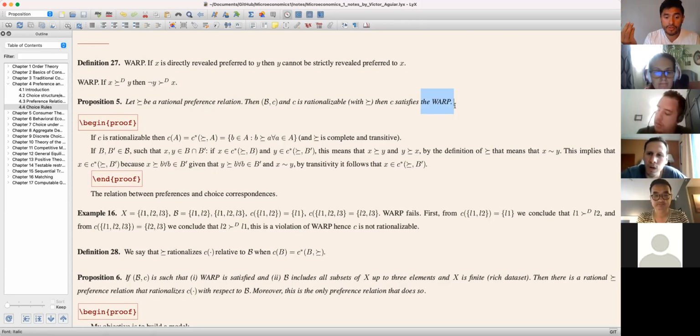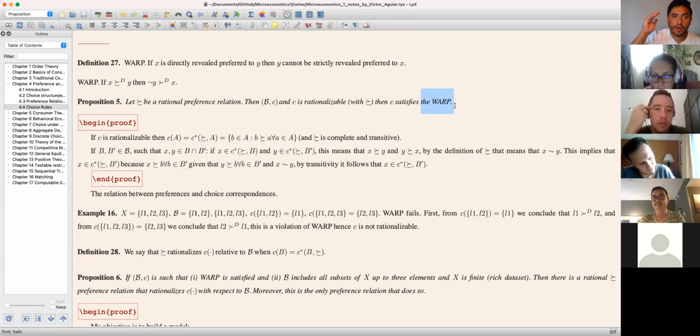Now, what about the opposite? Say you satisfy WARP. That's so, always. But this is different from the definition that we saw previously, because the previous definition went in the two directions. My main point is that we also want to know the opposite arrow, which is the next part of our study.